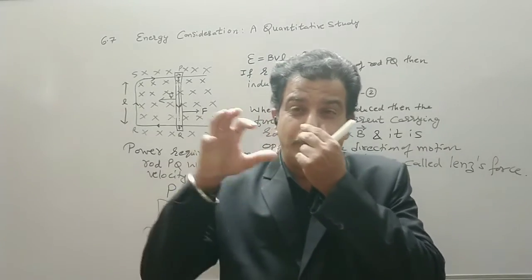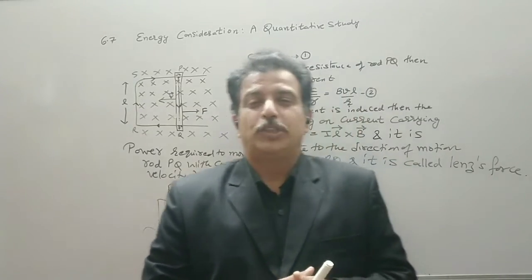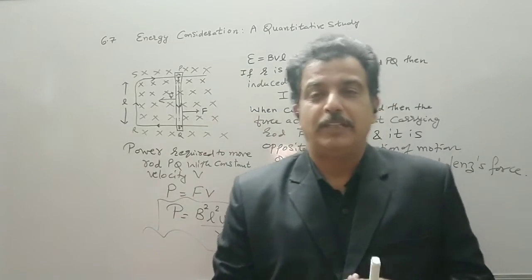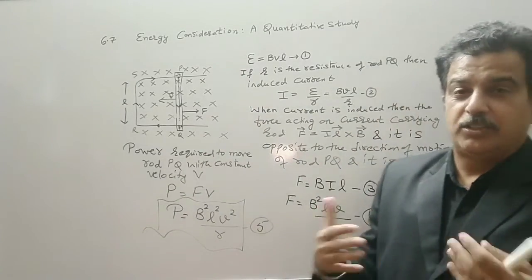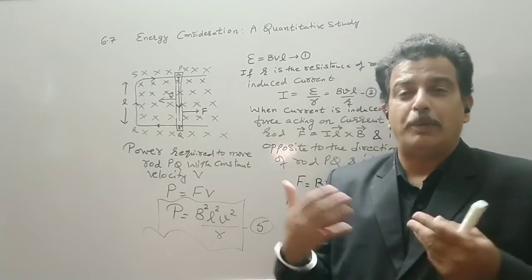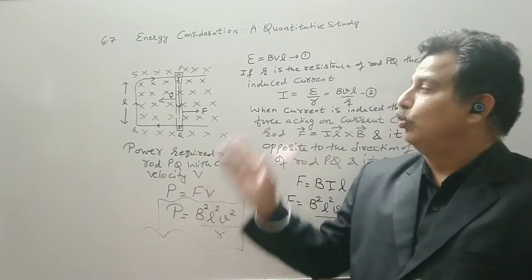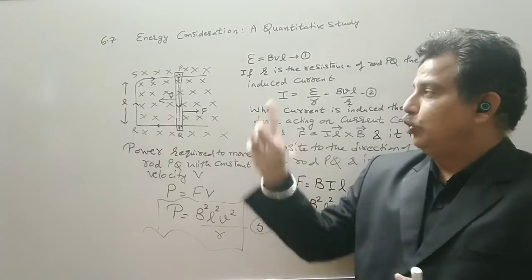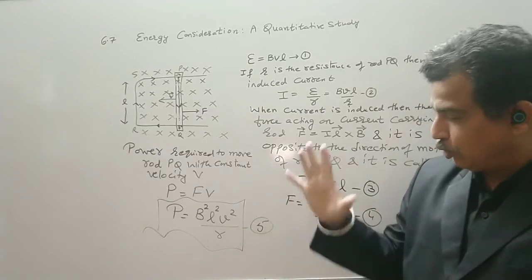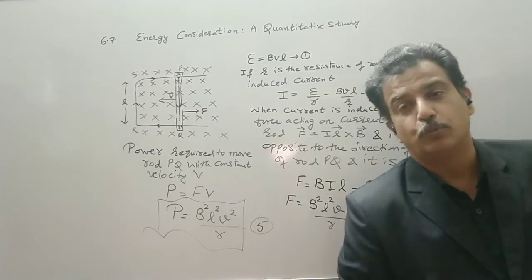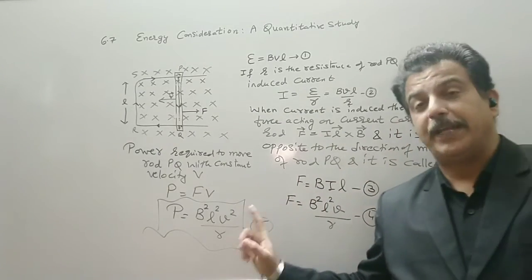So what should be the minimum force you should apply? If I ask how much energy per unit time, or how much power you will spend to move this rod in a uniform magnetic field, your answer should be that this much power has to be spent. This is the power spent.